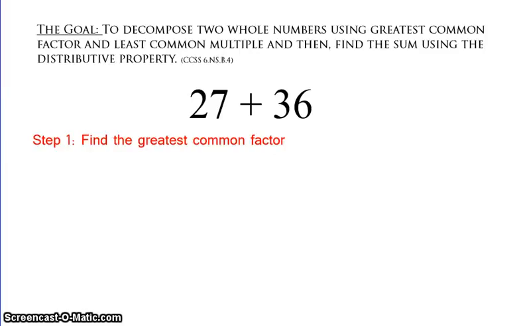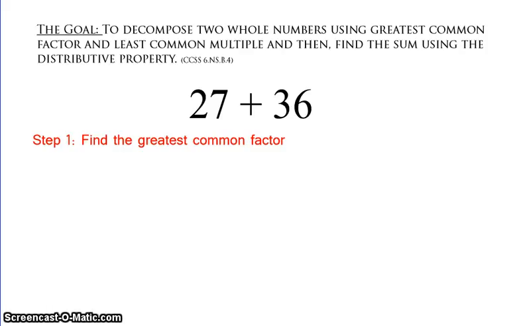Today we are going to learn how to decompose two whole numbers using greatest common factor and least common multiple. Then we're going to find the sum using the distributive property. We're going to be adding 27 plus 36.